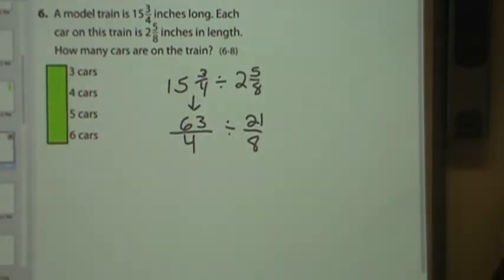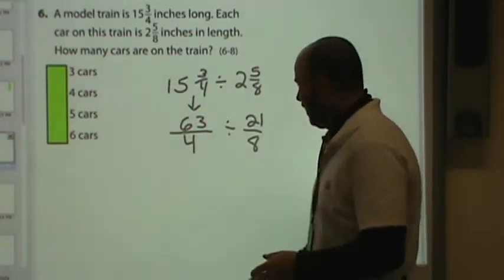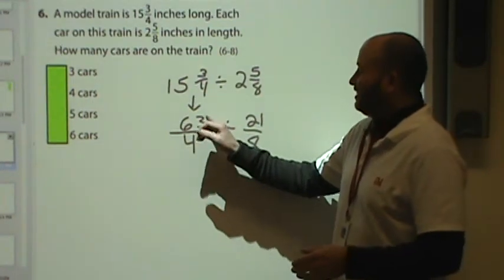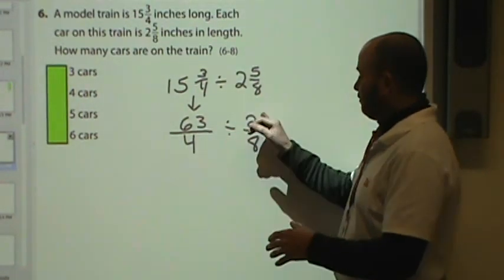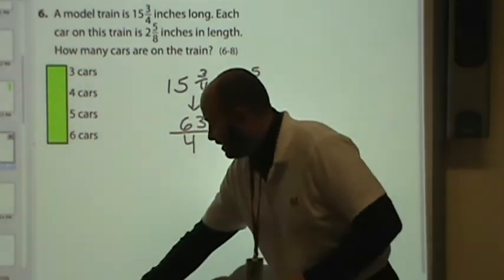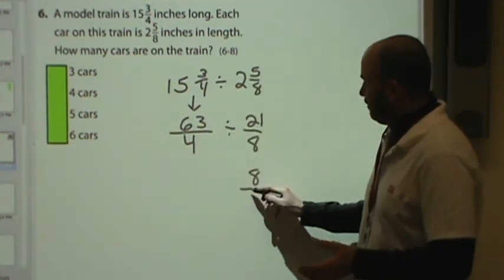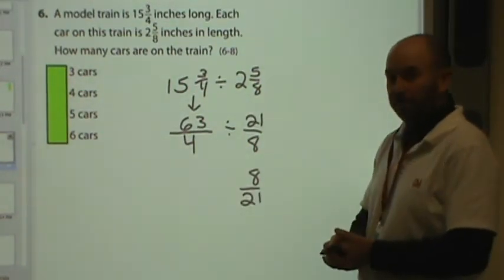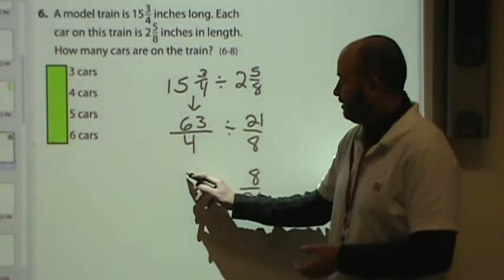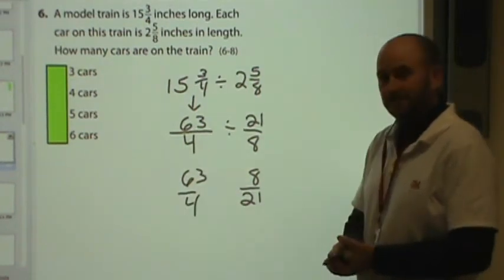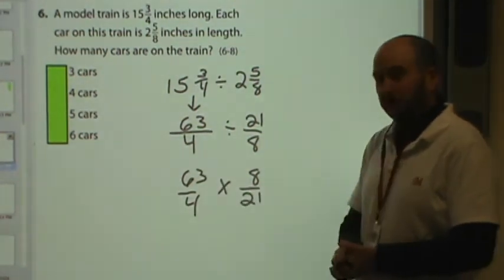All right. So, anyways, we have 63 over 4, and we have 21 over 8. We are now going to create the reciprocal of 8 over 21, and we have 63 over 4, and we're going to create multiplication.